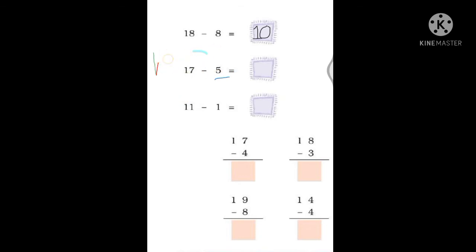So, if you are doing 17 minus 5, so what we get answer, students? We get answer 12. So, here in the box you have to write down answer 12. Everyone write down answer 12. Now, next one, 11 minus 1.